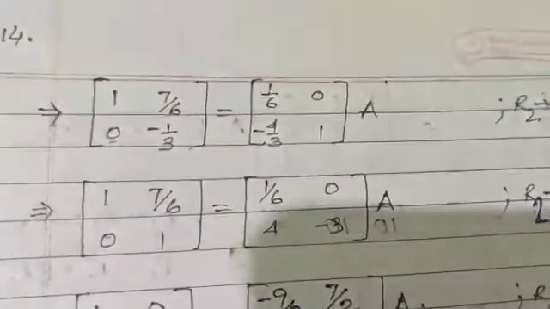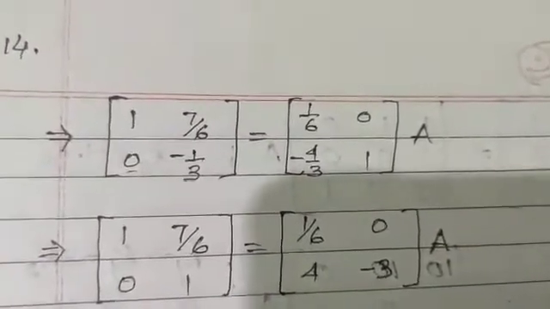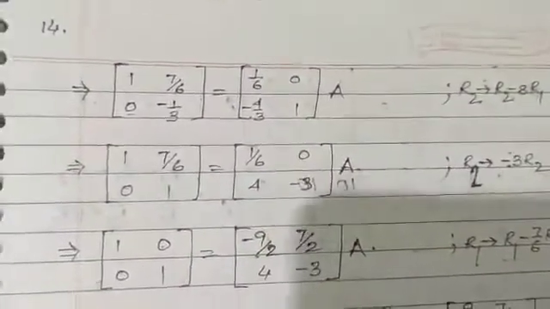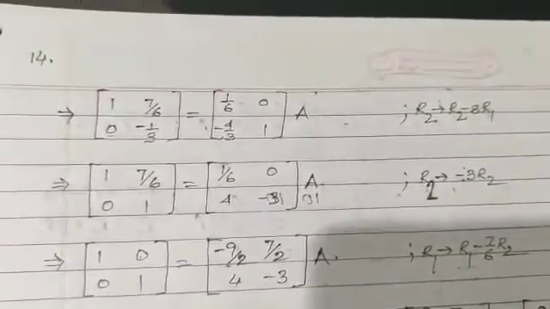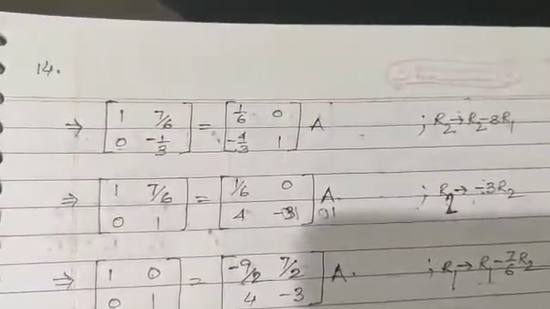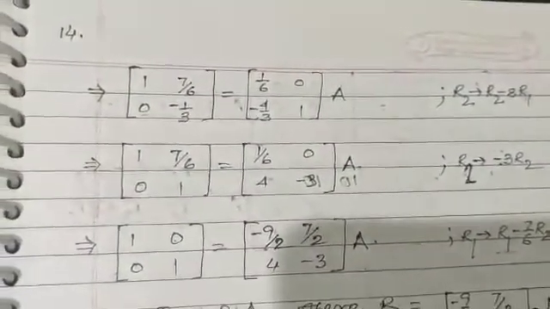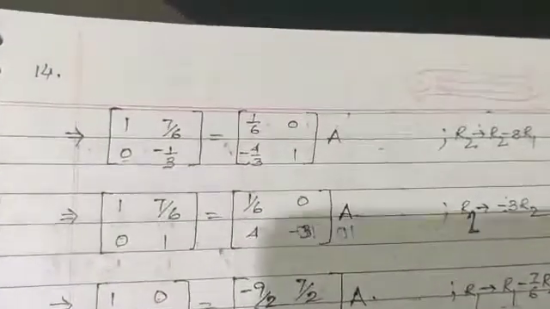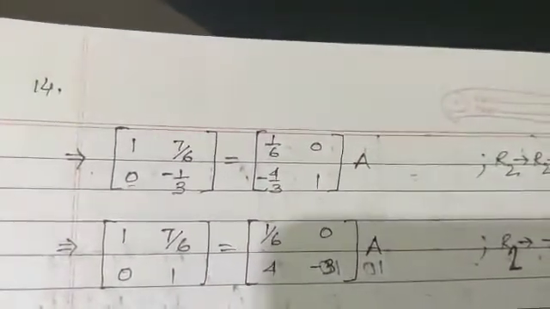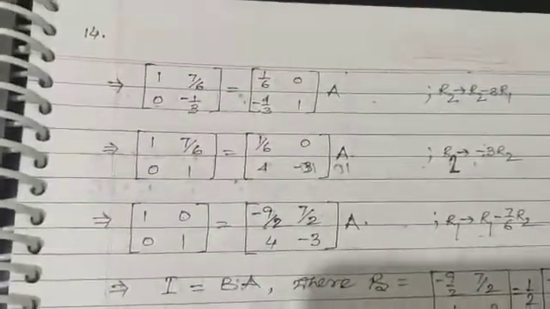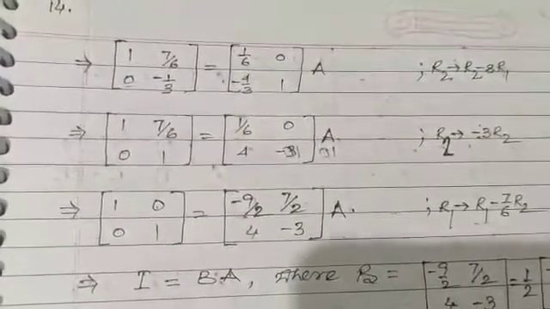Now the second step I told, convert the element A21 into 0 using the first row. So if I operate in this way, R2 is R2 minus 8R1, that is the first row is multiplied by 8 and subtracted from the second row. The new matrix formed will be 7 by 6, 0, minus 1 by 3, and the matrix on the right hand side will be 1 by 6, 0, minus 4 by 3, 1, into A. So using the first row, we convert the second row in such a way that the element A21 is 0.